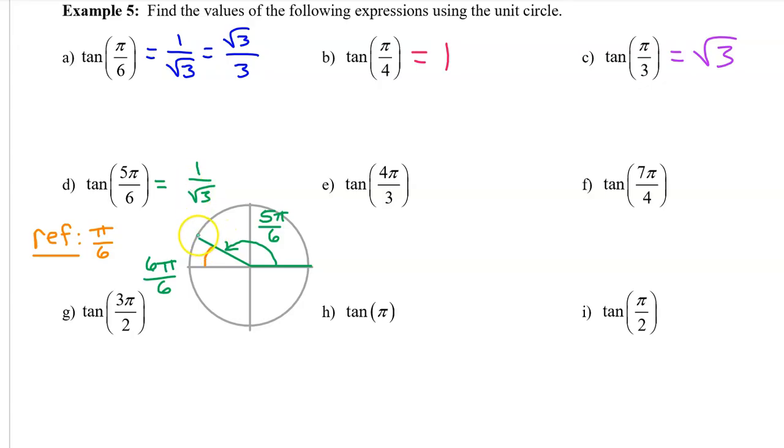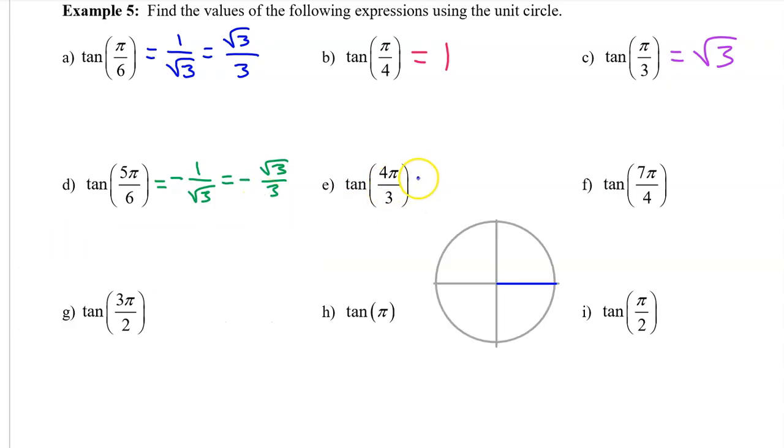So in quadrant 2, we can see that the slope is negative. See how it's going downhill? And tangent is the same thing as the slope of the terminal side. So since the slope is negative, tangent will be negative in the second quadrant. So the answer is negative 1 over radical 3, or you could say negative radical 3 over 3.